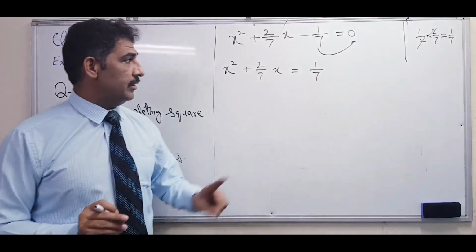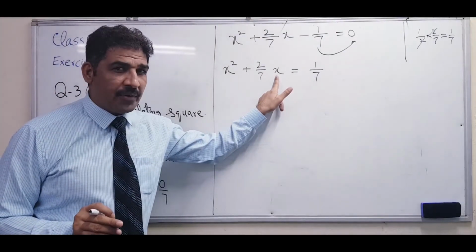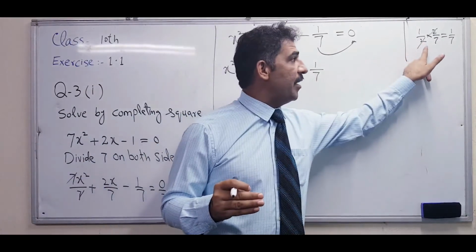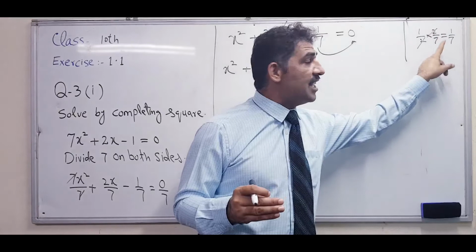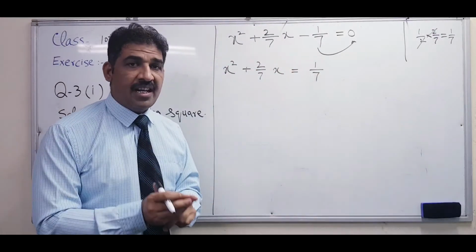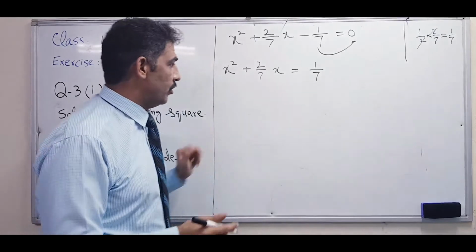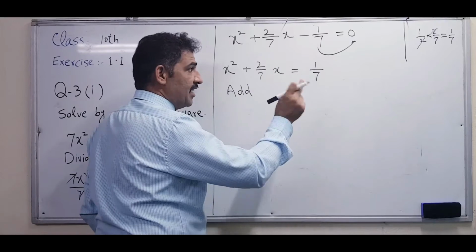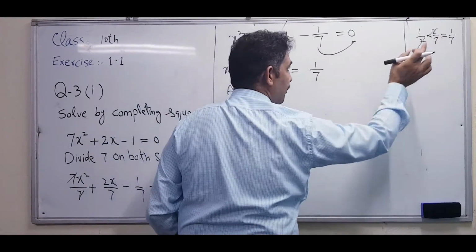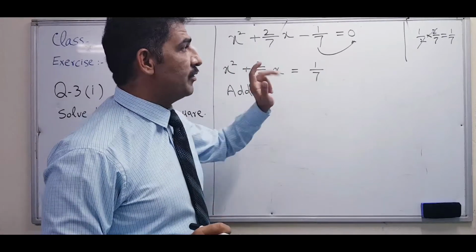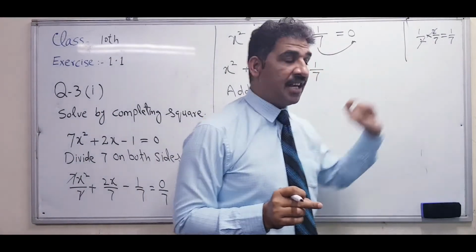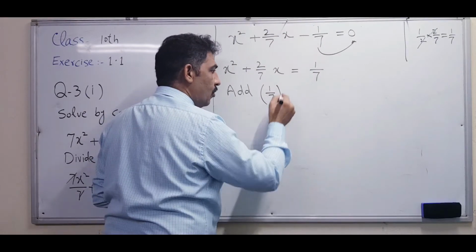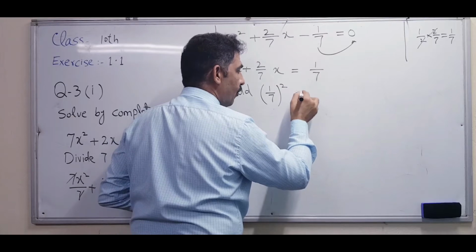I repeat that. First, the coefficient of x is multiplied by half, meaning take its half. When we multiply by half, we get some result. So take the square of this result and add it on both sides. Good. So add, by chance the result here is 1 over 7 and 1 over 7 is the same, but we have to see the result, half of the coefficient, which we get as 1 over 7. So add (1 over 7) whole square on both sides.